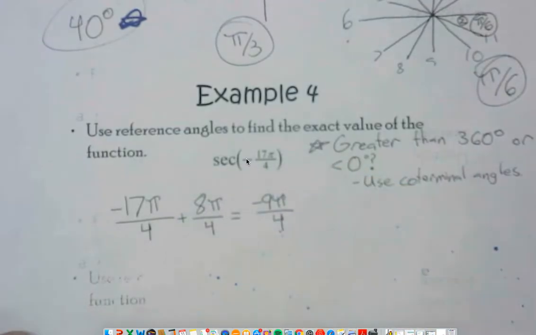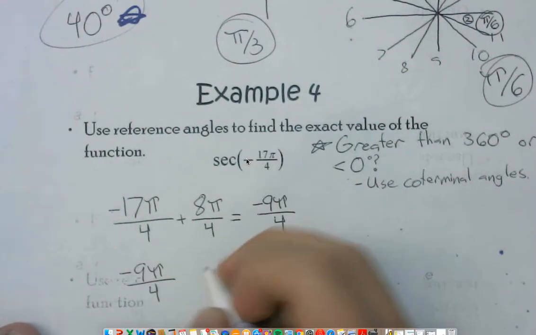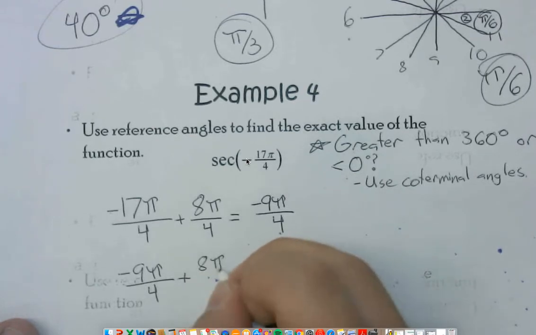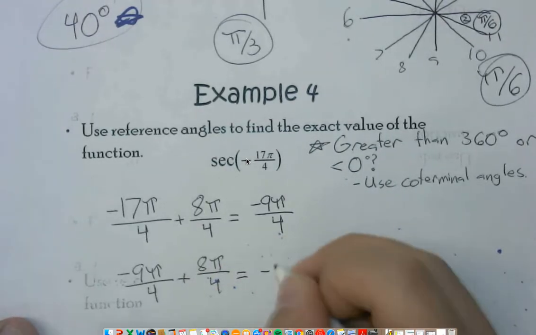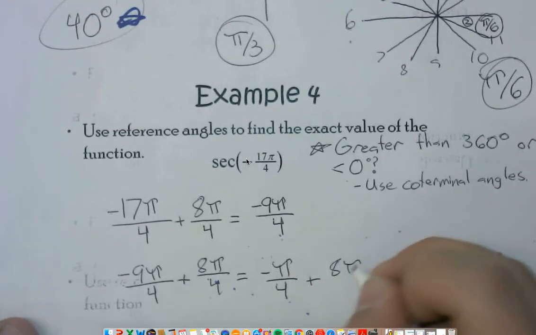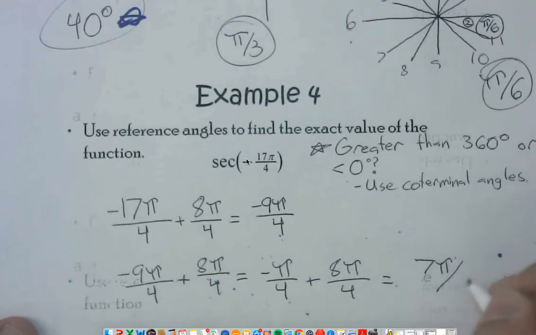So we're not there yet. Negative 9 pi over 4 again. Let's add back 8 pi over 4 more. Yep, keep going. Add on more. So 7 pi over 4 is where we should be mapping this out.